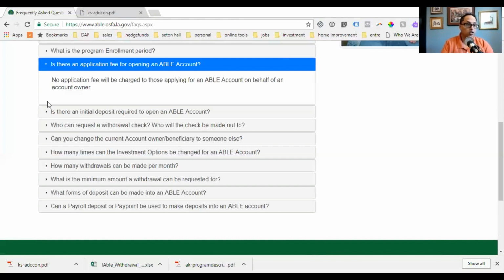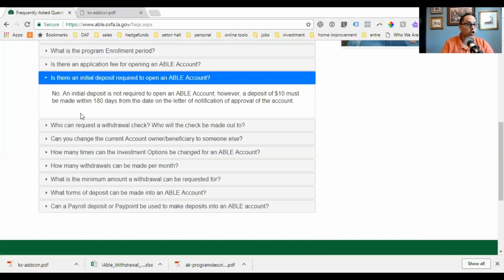Okay, is there an initial deposit required? No. So there's no application fee in Louisiana, and there's no initial deposit required. However, they say a deposit of $10 must be made within 180 days of the date on the letter of notification of approval of the account. So if you were approved January 1st, right, assuming every month had 30 days, right?